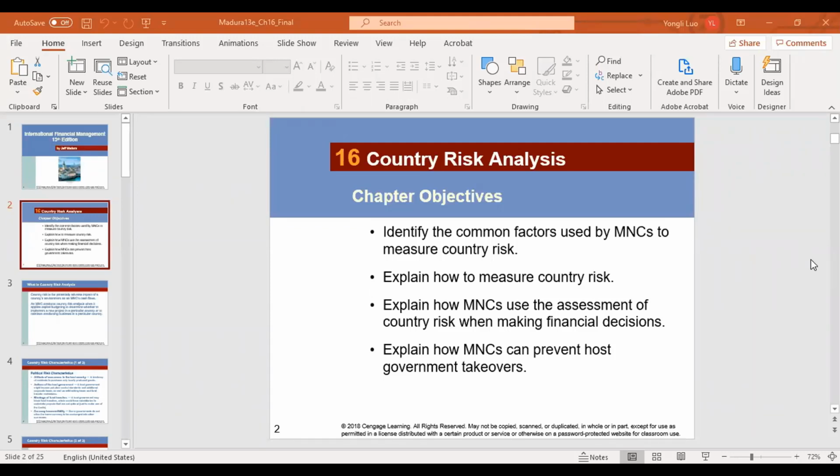Hello everyone. Today we are going to learn Chapter 16, Country Risk Analysis. The learning objectives include: 1. Identify the common factors used by MNCs to measure country risk. 2. Explain how to measure country risk. 3. Explain how MNCs use the assessment of country risk when making financial decisions. 4. Explain how MNCs can prevent host government takeovers.